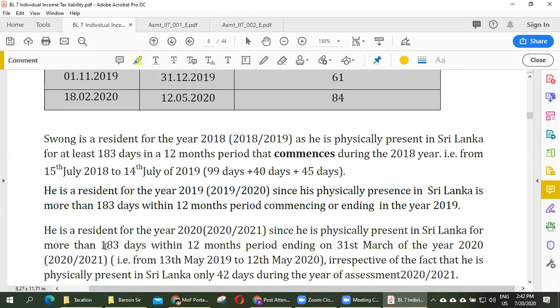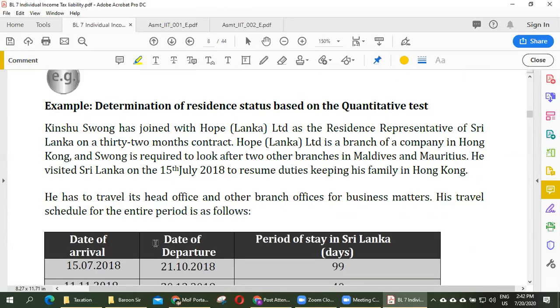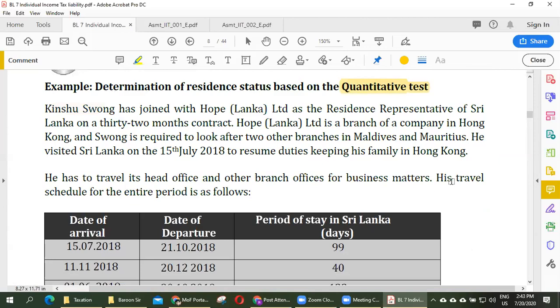Now another example, determination of resident status based on the quantitative test. Quantitative test. Just read the question.